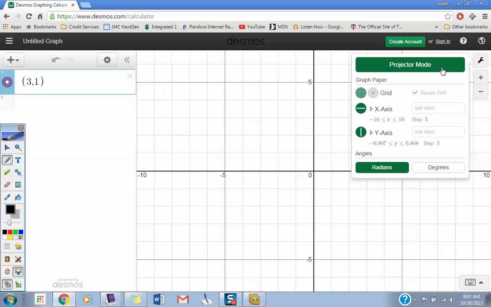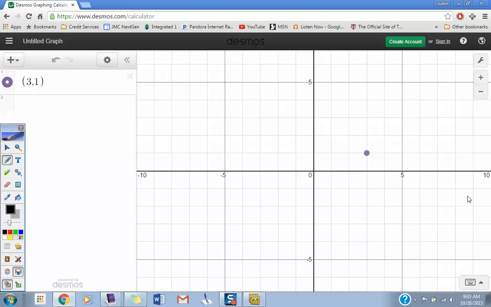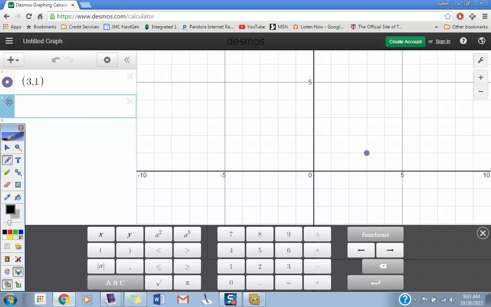Okay, so here's my point. 3 comma 1 right there. And we have a line that passes through that point 3 comma 1. I don't know what it is, but it said it was parallel to what other line, guys? What was the equation of the other line they give us? Y equals, I like this one.